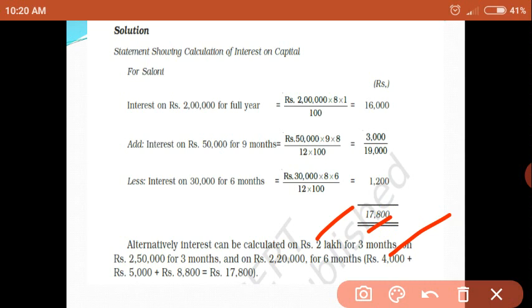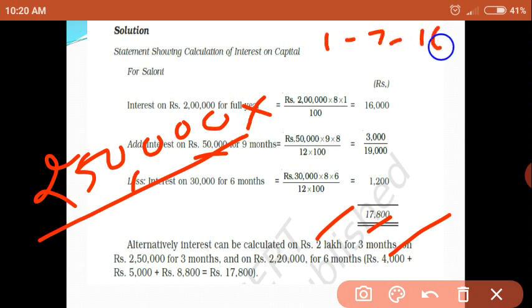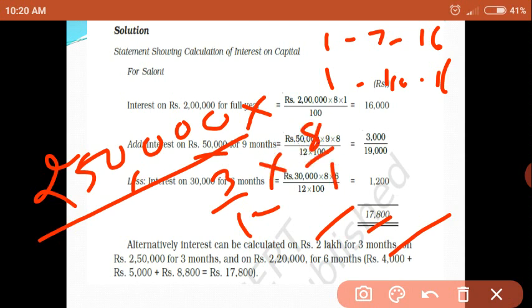Next, to these 2 lakh the additional capital of 50,000 is added. It means 2 lakh 50,000. But for how many outstanding months? From 1 July 2016 to 1 October 2016. There are again 3 months. So 3 by 12 into 8% is equal to 5,000 rupees.